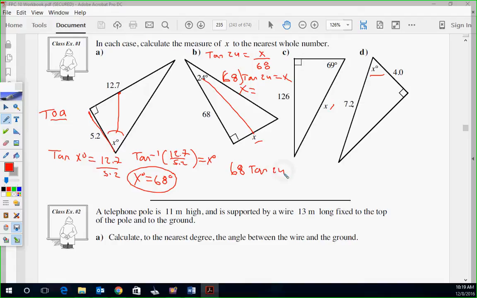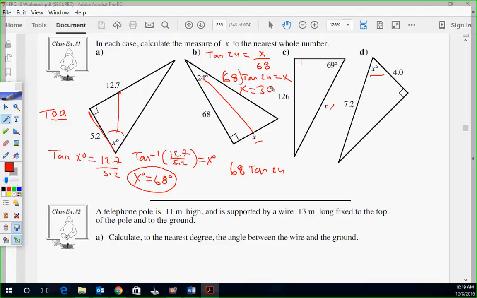Oh, okay, what'd you get, Travis? 30. 30 for this one? Okay, so let's see if that makes sense. If this is 24, it makes the smallest side. 30 is smaller than 68, which is the medium side, so we feel good. The hypotenuse would be bigger than 68.